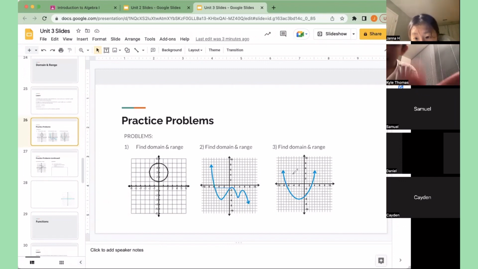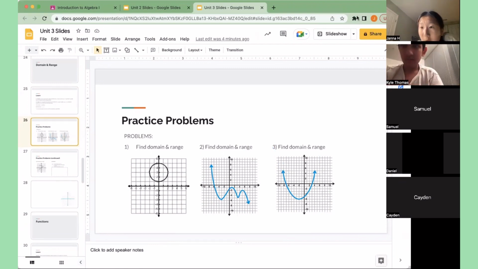So for number 3, if we look at the domain first, you can see this is moving outwards. So if it's going on infinitely, it's eventually going to reach all real numbers. So for domain, the answer is all real numbers.